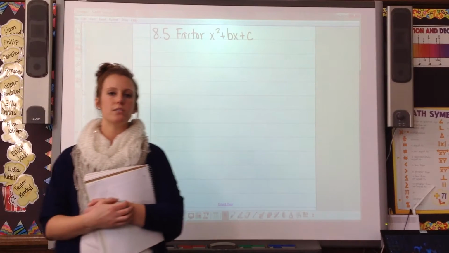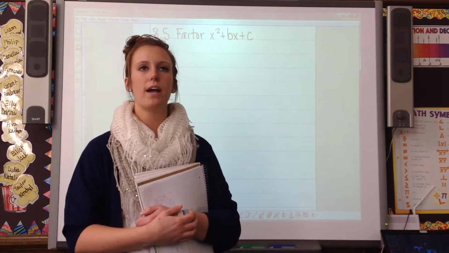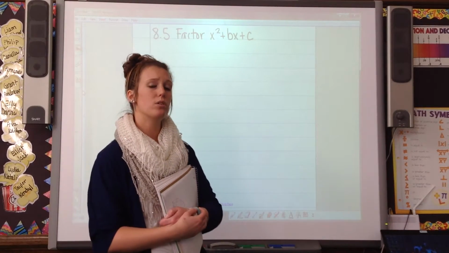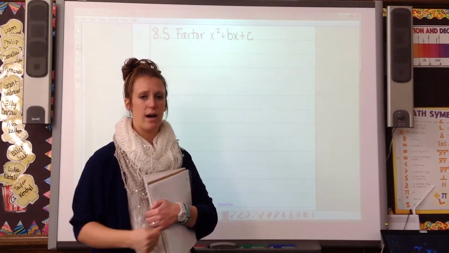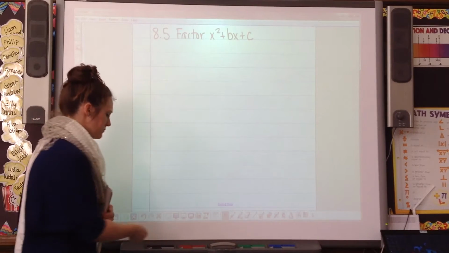In this lesson, we're going to continue to factor. Yesterday, or in the last lesson, we learned how to factor a binomial. We found the greatest common factor between the two terms and we pulled them out, we divided them out. Today, it's going to look different.